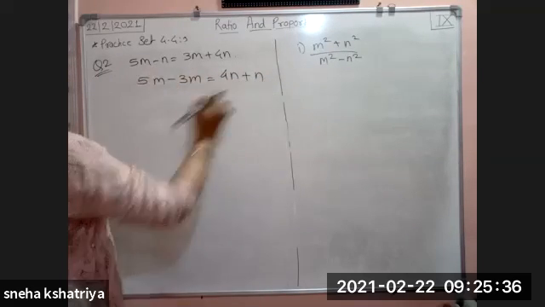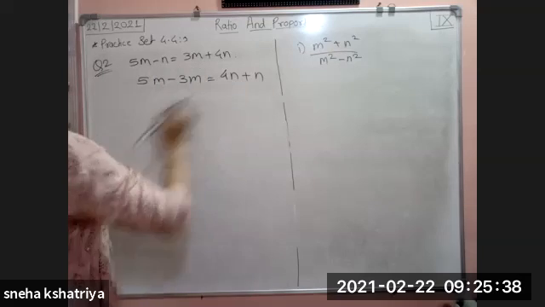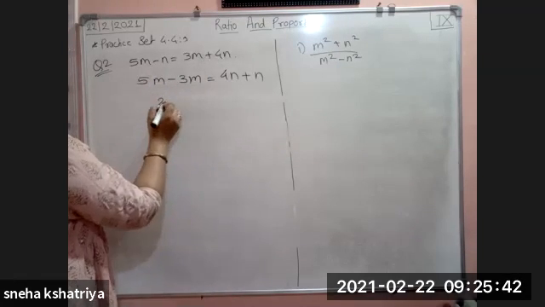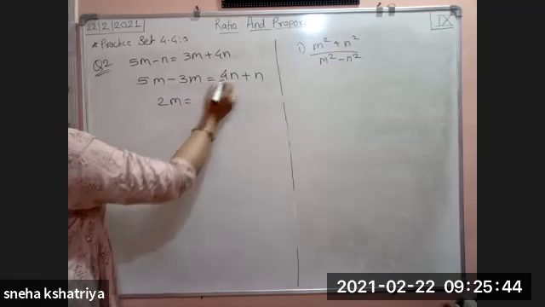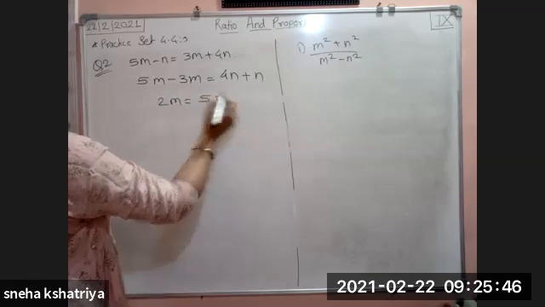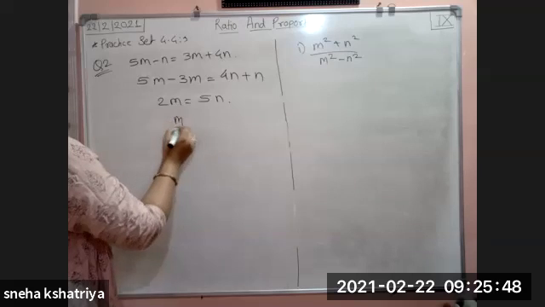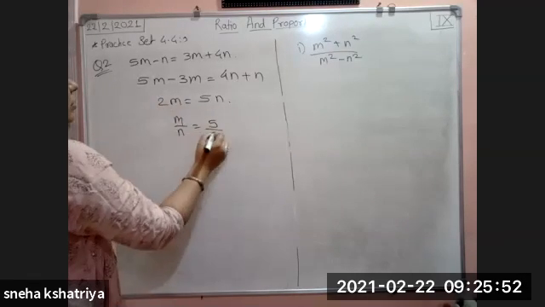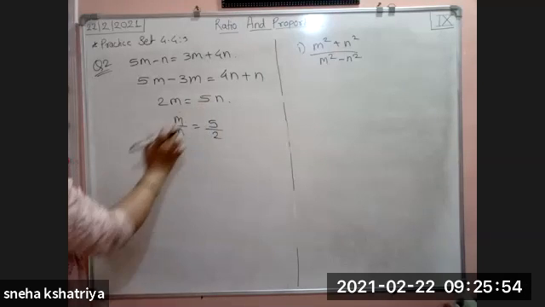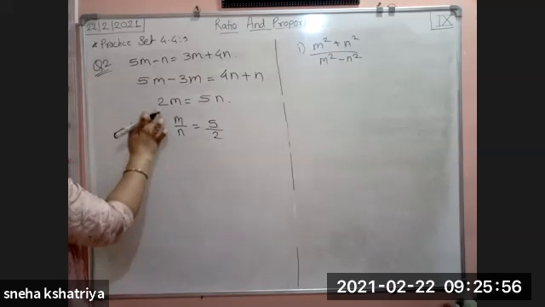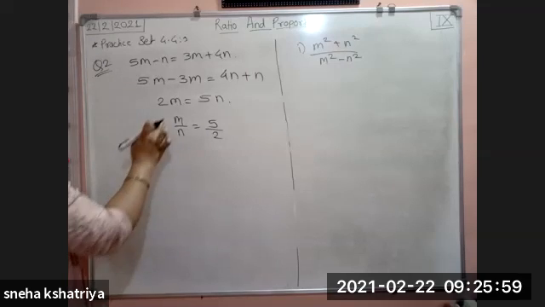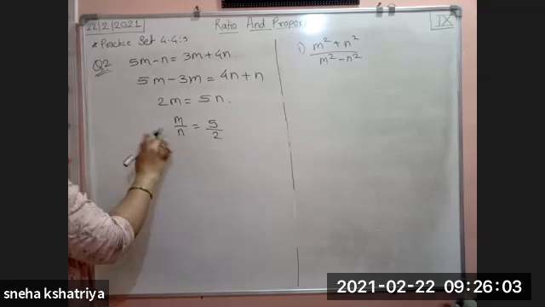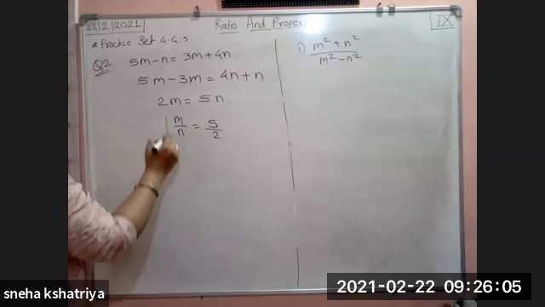See here, plus n will go there, minus n will go there, it will become plus n. 5m minus 3m, 5 minus 3, 2m. 4 plus 1, 5n. So what we will get? M upon n is equal to 5 here and 2 at the denominator. N bring here at denominator, 2 bring here at denominator, because we need the value of m upon n. So m upon n is equal to 5 upon 2.